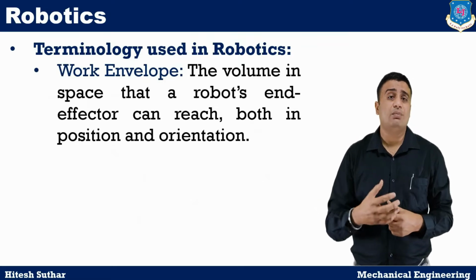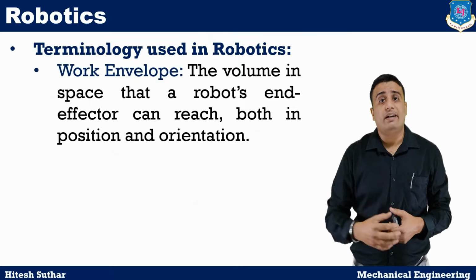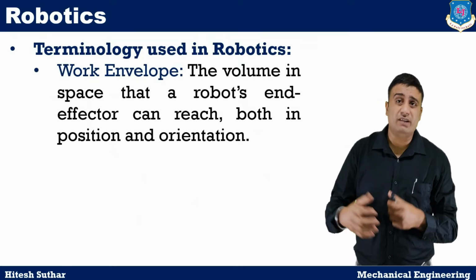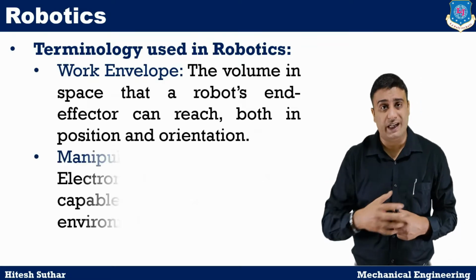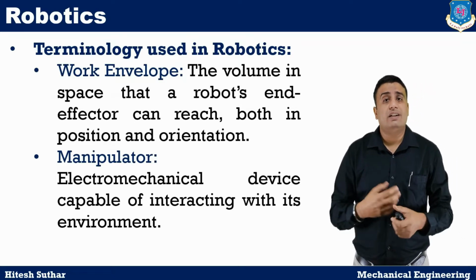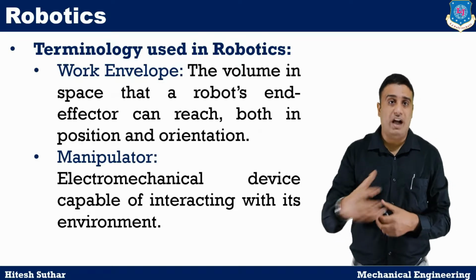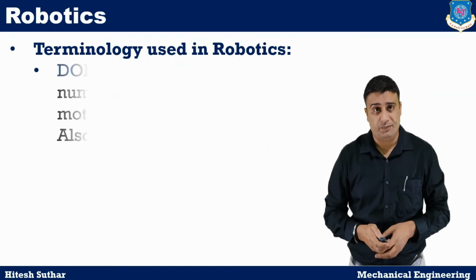The work envelope is nothing but the volume in space that the robot's end effector can reach, both in position and orientation. This is the work envelope. Moving on to the next, that is a manipulator. A manipulator is an electromechanical device which is capable of interacting with its environment. That is known as a manipulator.